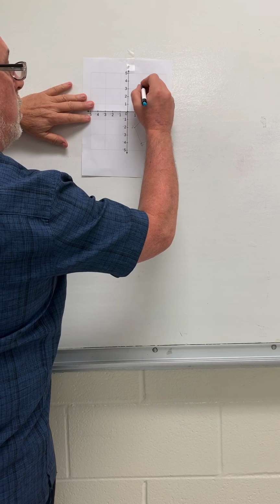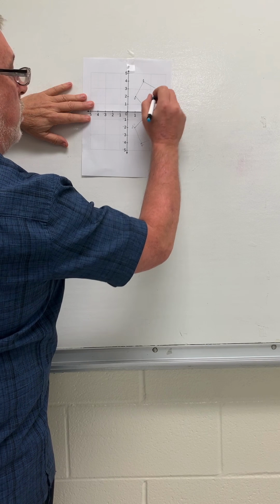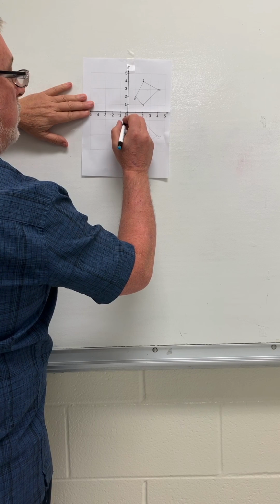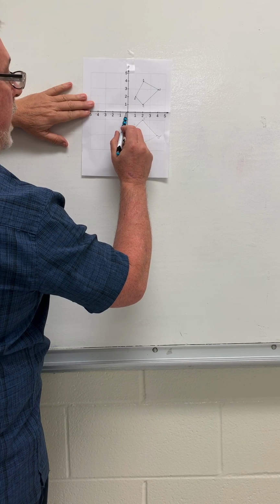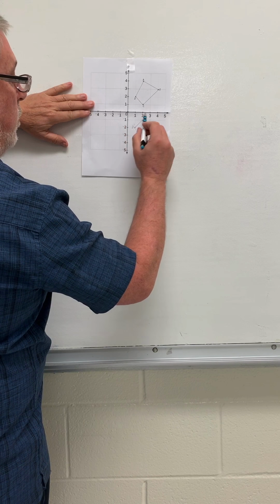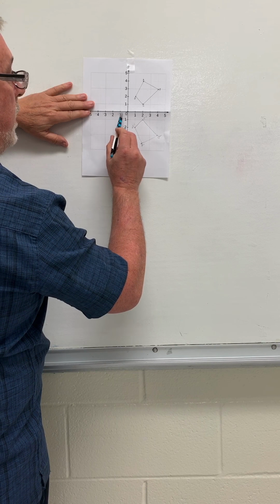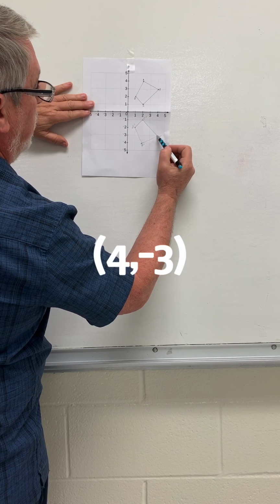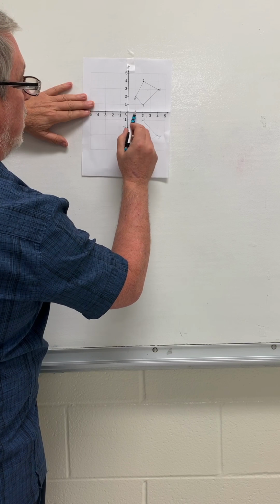So my original A was at 2, 4, B was at 4, 3, C was at 2, 1, and D was at 1, 2. Now C is at 2, -1, A is at 2, -4, and B is at 4, -3, that B prime, and then the D was at 1, -1.